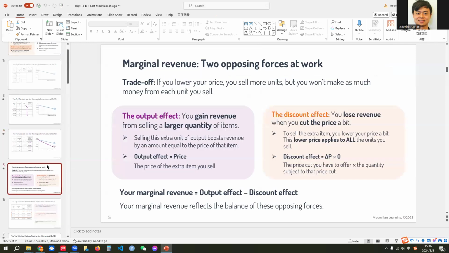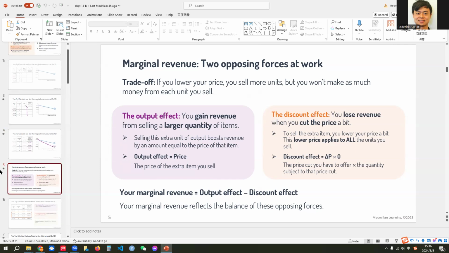So then what do we learn from this? How can we utilize this to make informed decisions on how many units we should produce or sell? Well, we need to do a trade-off, and the constant core theme of economics is trade-off. If you lower your price, you sell one more unit, but you won't make as much money from selling each unit you sell. Why is that?